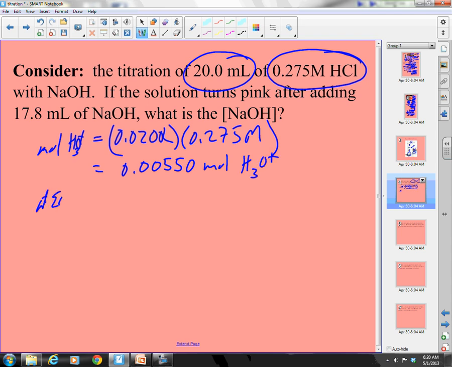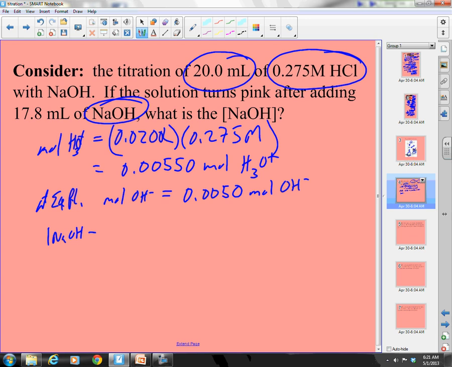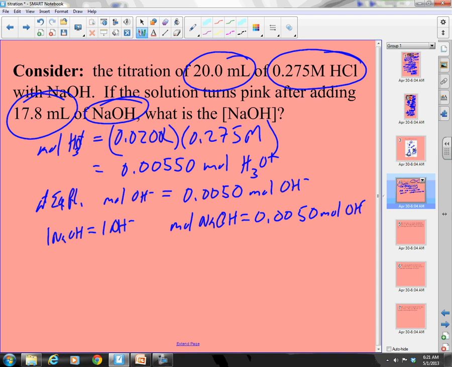And then at my equivalence point, my moles of hydroxide equal my moles of hydronium, which is 0.0055 moles of hydroxide. I am using what? Sodium hydroxide, so that means it's a 1-to-1 ratio between NaOH and hydroxide, so moles of sodium hydroxide equal moles of my hydroxide, 0.0055 moles. Cool. And then what? It takes 17.8 milliliters to reach my equivalence point. So then my concentration of that should be NaOH, right? My concentration of NaOH equals my moles of NaOH, 0.0055 moles.